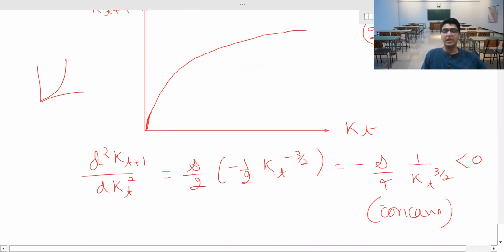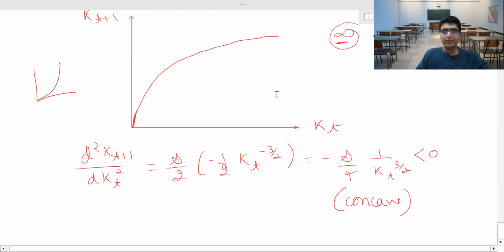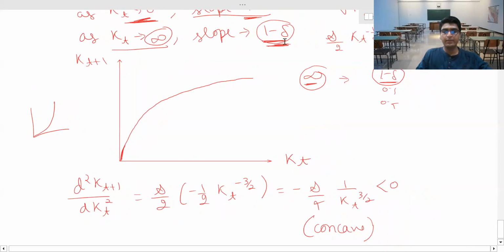Now the point here was, if you know how to investigate the slope, you don't have to find the second derivative. You can do it from there. Is this clear?